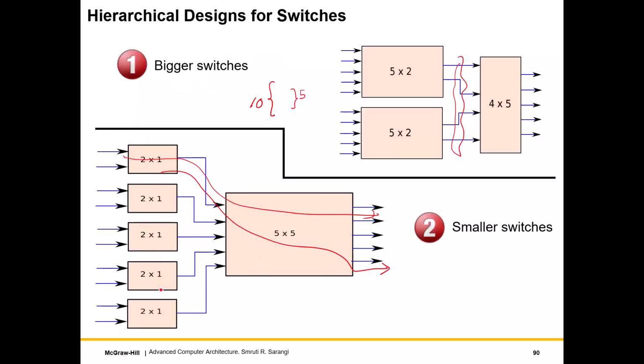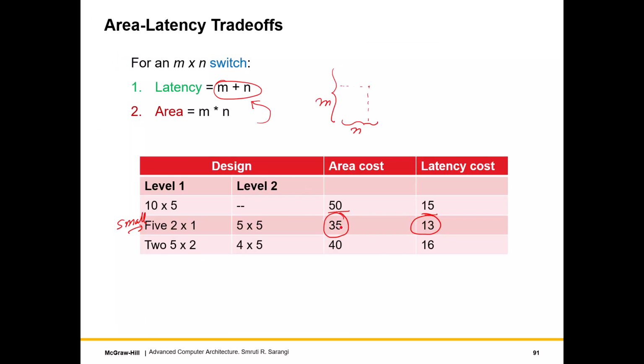where we have these 5 2x1 switches. So in this case, for the small switch design, the area cost is 35, the latency cost is 13. But for the big switch design, which is 2 5x2 and 1 4x5, the area cost is kind of in between, but the latency cost is very high. And hence, this is not a good design because the smaller one was actually better. It was faster and the area was also lower.